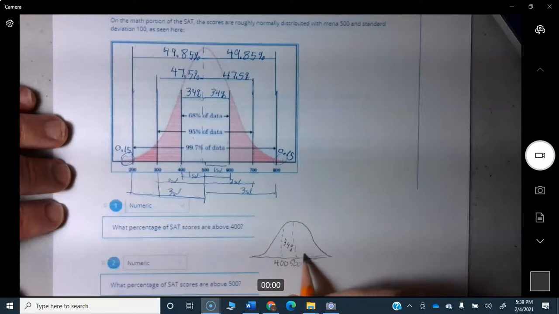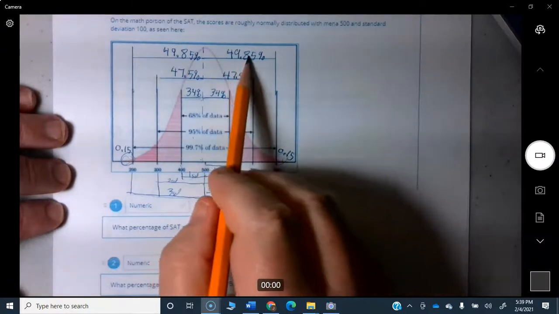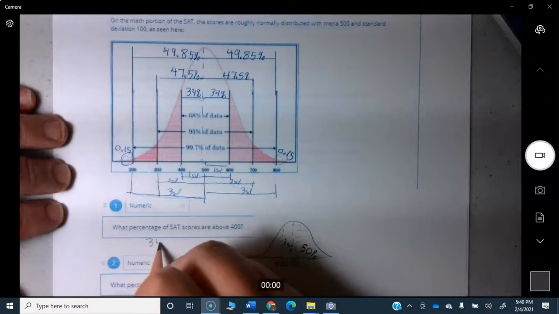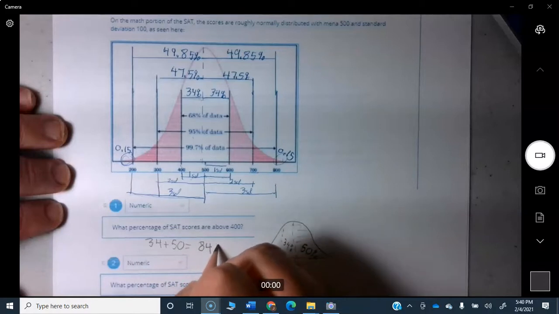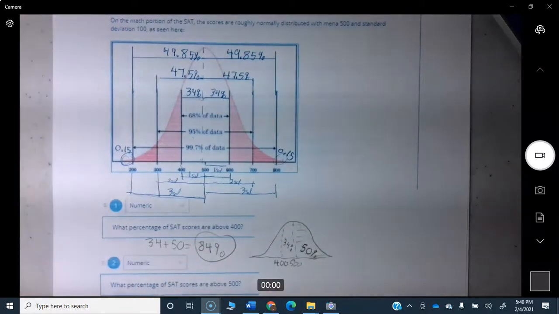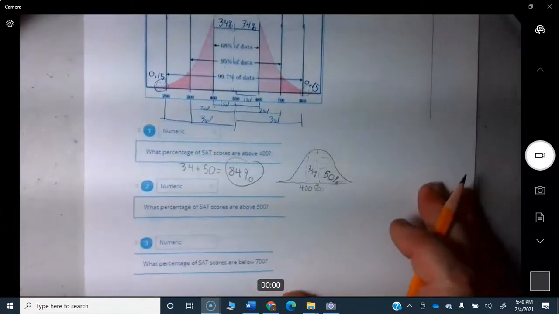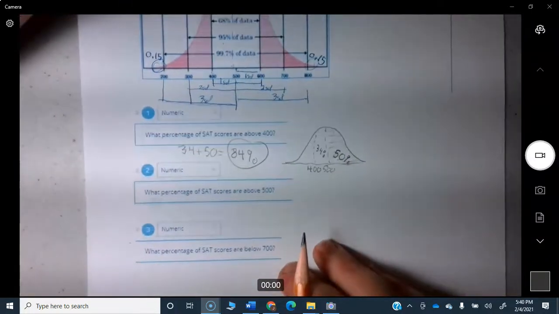And everything over here on the right side of the curve from the mean all the way to the end is 50%. It's half the values. It's that 49.85 plus that 0.15 there. So if you add that together, you get 34 plus 50 equals 84%. Okay, and that's the answer to that. Either show a calculation or write it out as a complete sentence answer. I think in class I did it as a complete sentence answer.